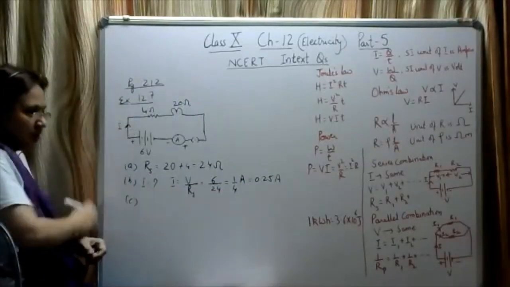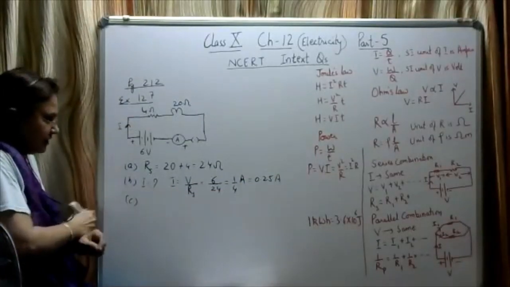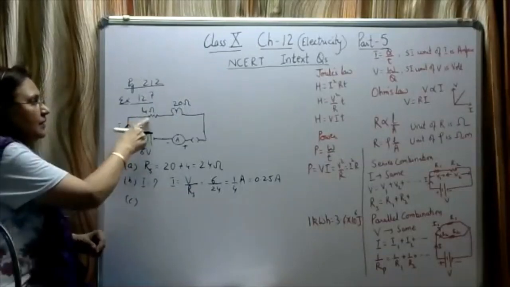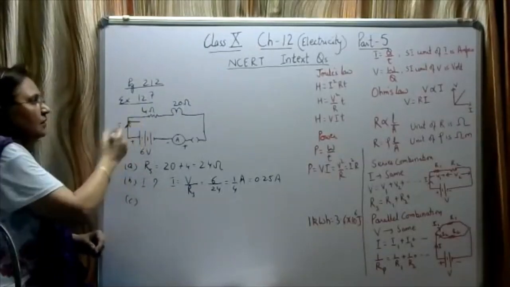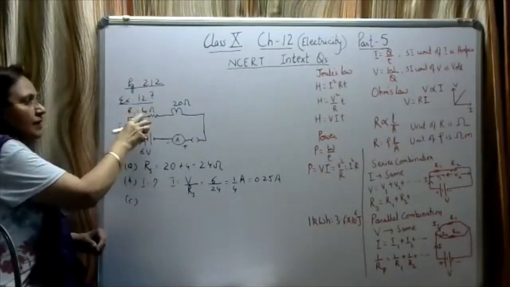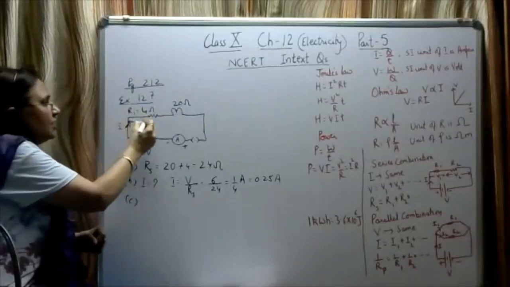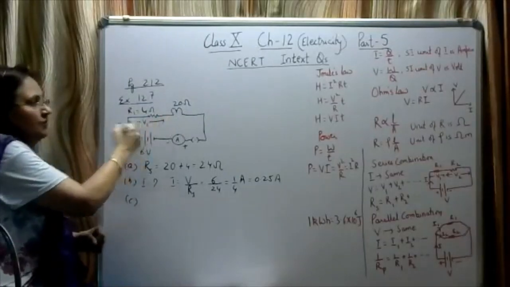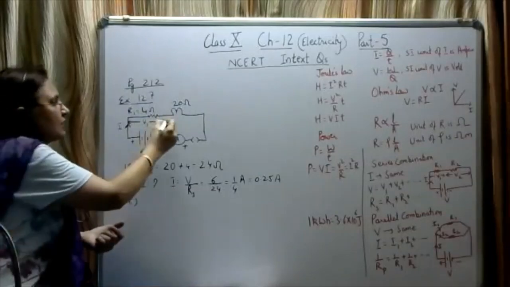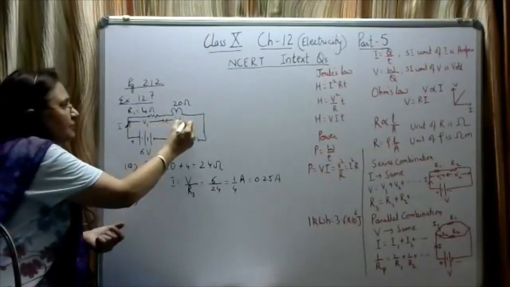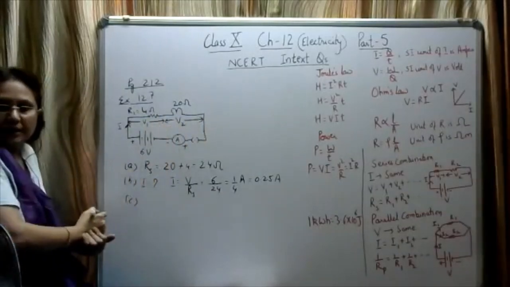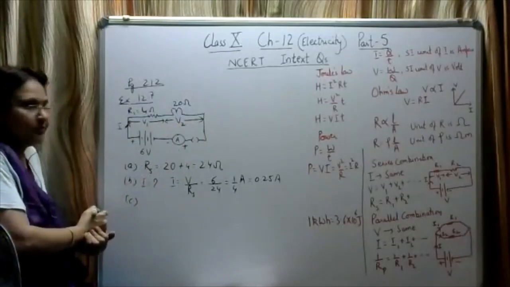Okay, C part is, you have to find out the potential difference across the electric lamp and the conductor. Okay, this is the conductor. Let the resistance of the conductor be 4 ohm. Here you have to determine V1, that is the potential difference across the conductor, and also the potential difference across the lamp. So V1 and V2 have to be determined.